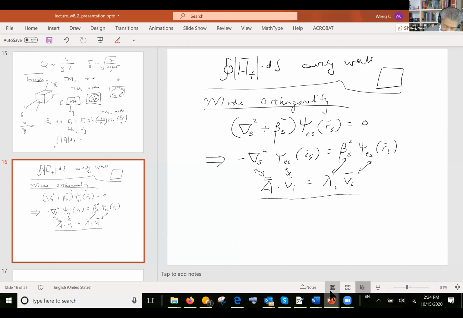Let me start with this equation. Let me multiply this equation with, let me see, let me first assume that A is a summation.